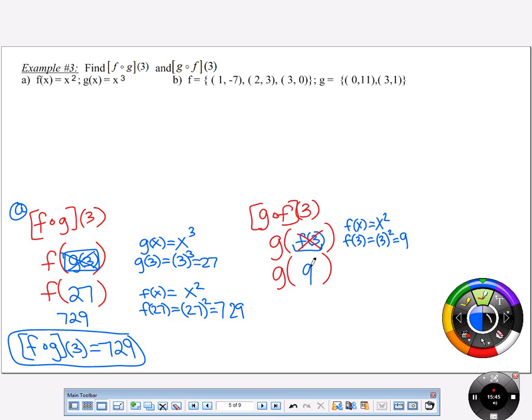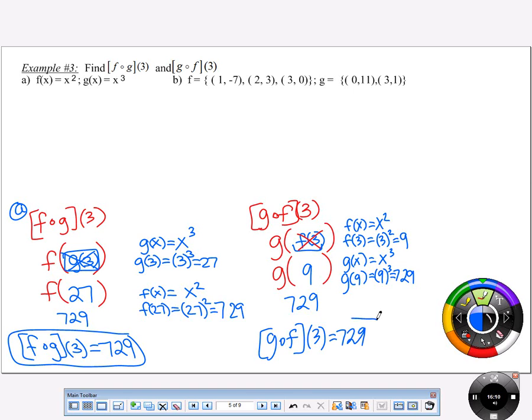Good. So I need to plug 9 into the g of x function. So I need to go look at the g of x function and understand what it is. So it says x cubed. So g of 9 would be to plug 9 into that function. And 9 cubed is 729. Okay. So g of f of 3 equals 729. So these worked out to be the same.